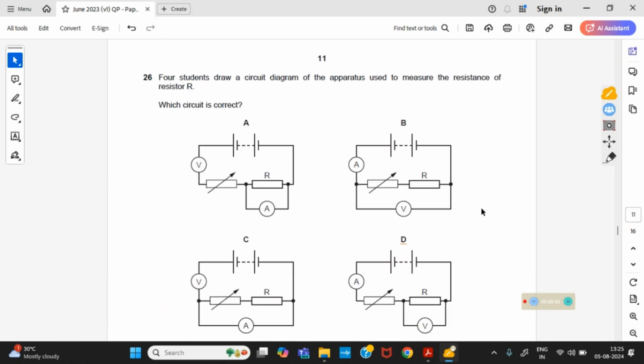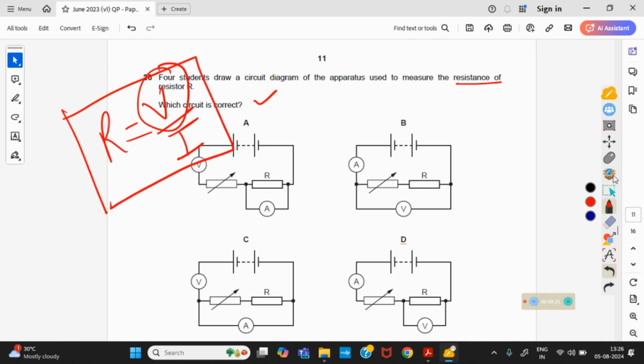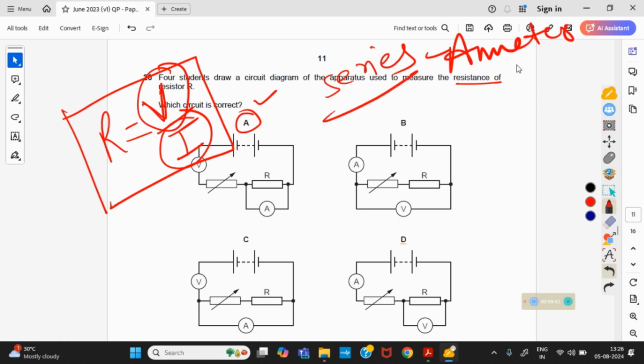Four students draw a circuit diagram of the apparatus used to measure the resistance of resistor R. Which circuit is correct? Now you want to measure the resistance. So resistance is equal to V by I. You can measure from this formula. And we know that we measure a potential difference through a device called voltmeter, and we measure a current in the circuit through a device called ammeter. Ammeter is always added in series in the circuit. And voltmeter is always added in parallel, across which you want to calculate the potential difference.